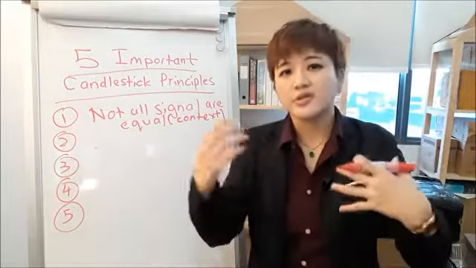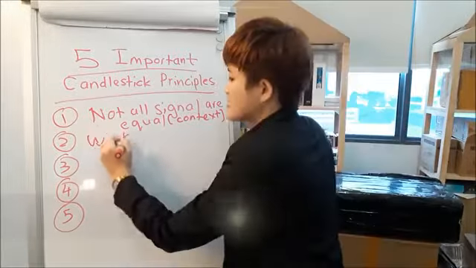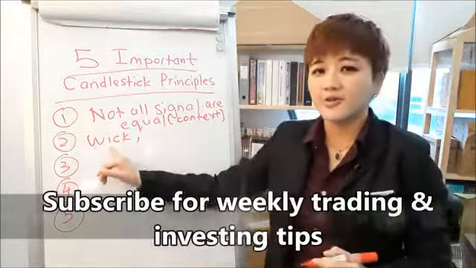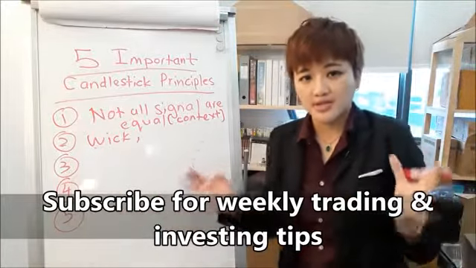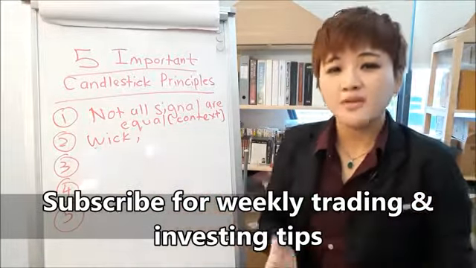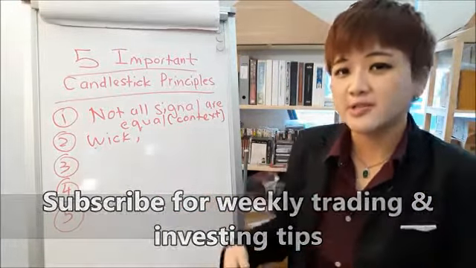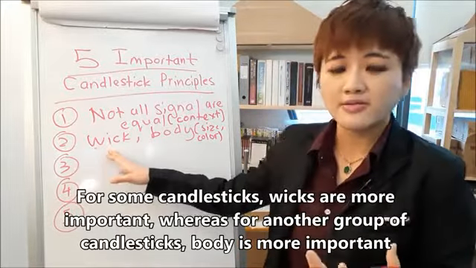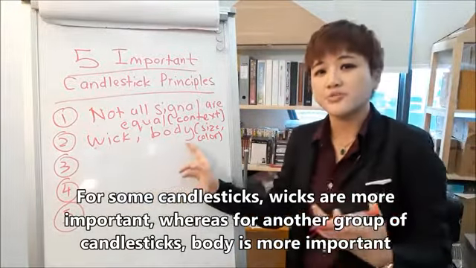Second thing, you need to take note of two things. The first one is that for some candlesticks, you need to take note of the length of the wick or the shadow, because it is important, both the upper and lower shadows. For some candlestick patterns, you need to look at the size of the body, and not only the size of the body but also the color. Whereas for some candlestick patterns, the size and body color don't really matter. For certain candlesticks, the wick will be more important. For certain candlestick patterns, the body will be more important.